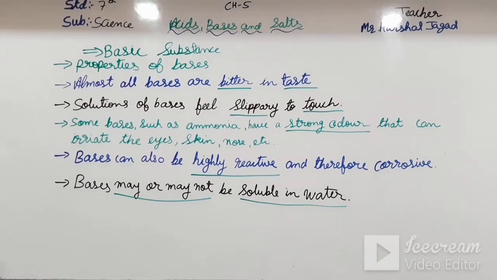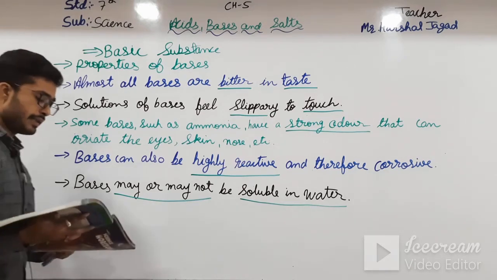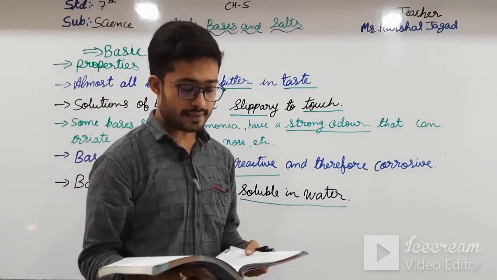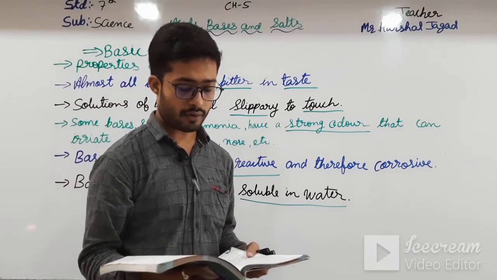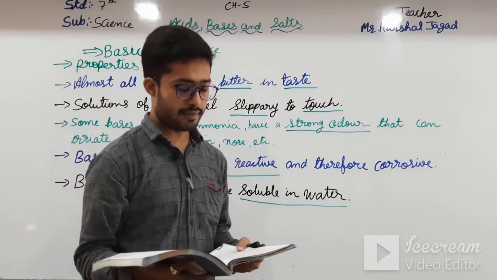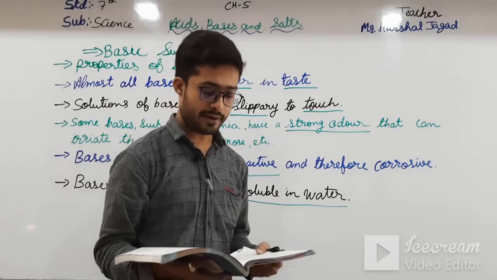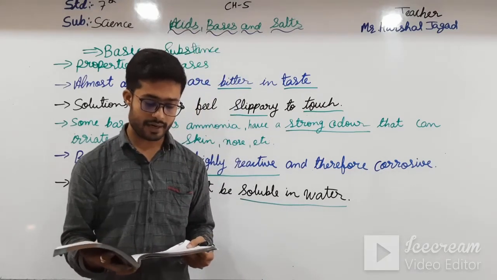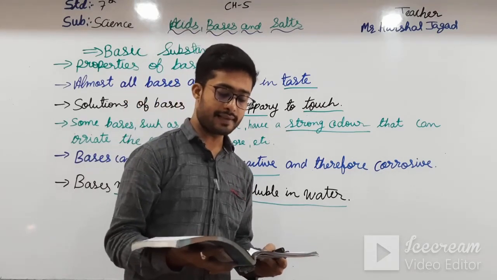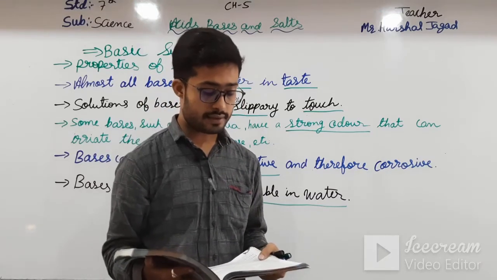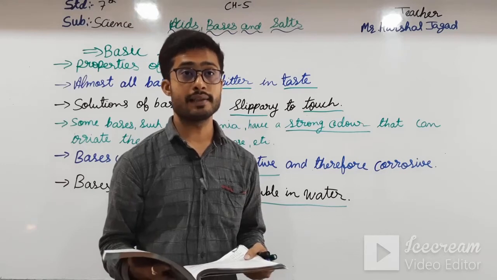If you want to underline, you can just underline, and see here, they may or may not be soluble in water. Bases that can dissolve in water are called alkalis. Some examples of alkalis are sodium hydroxide, ammonium hydroxide and potassium hydroxide. See here, bases that dissolve in water are known as alkalis. Okay students, strong and weak bases.